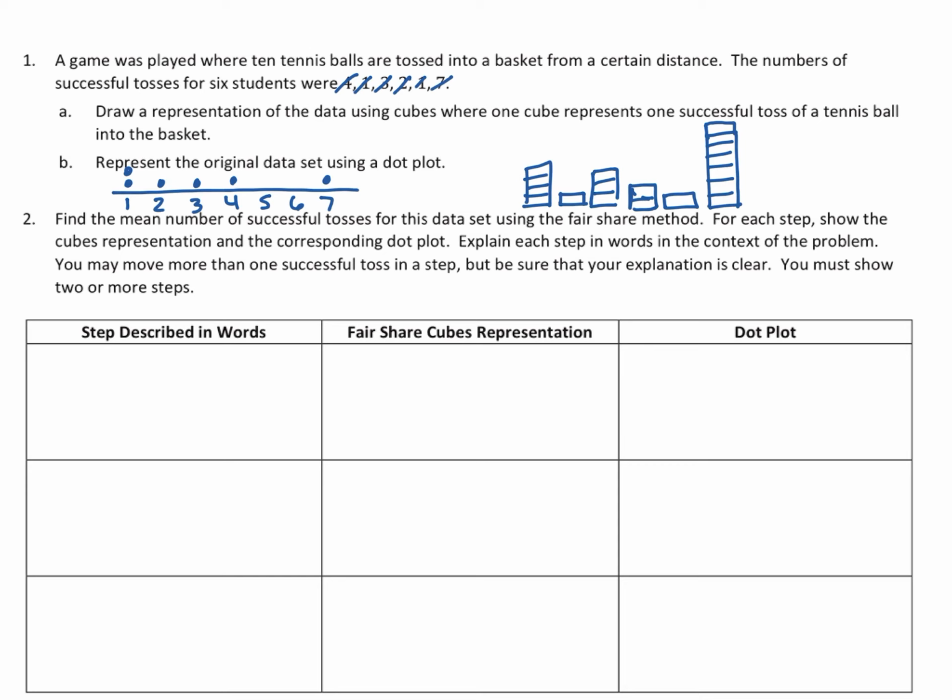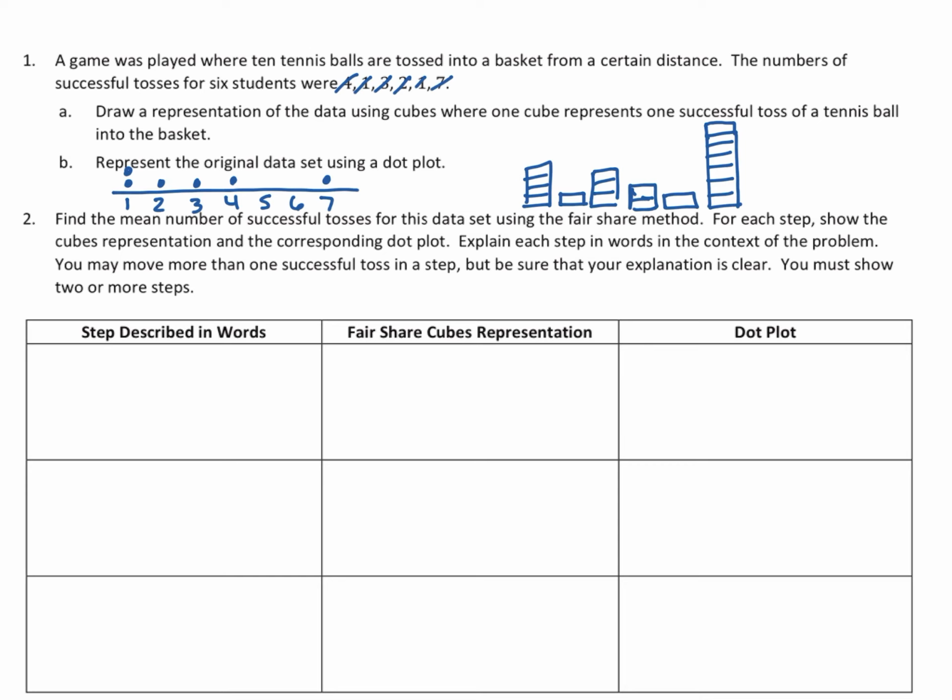Find the mean number of successful tosses for this data set using the fair share method. For each step, show the cube representation and the corresponding dot plot. Explain each step in words in the context of the problem. You may move more than one successful toss in a step. So you can move 2 cubes at a time. But be sure that your explanation is clear. You must show 2 or more steps.